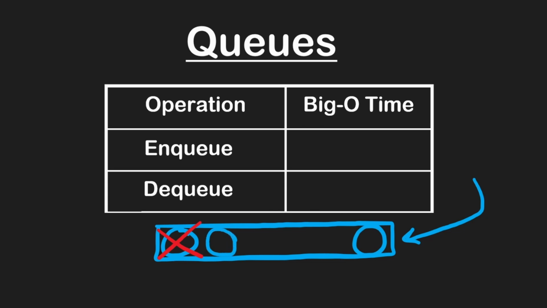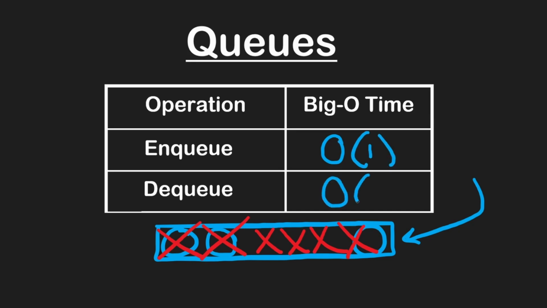The first element that we add is going to be the first element that we remove. Elements are going to be removed in the same order that they were added to the queue. And we want to do these operations efficiently. We want to be able to add to the end of the queue in constant time and remove from the beginning of the queue in constant time.